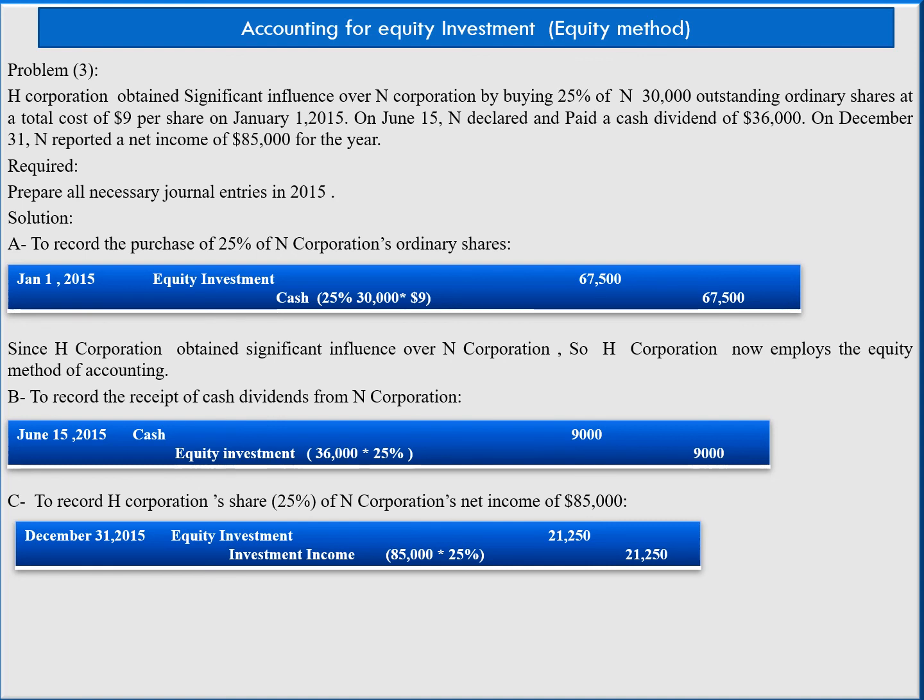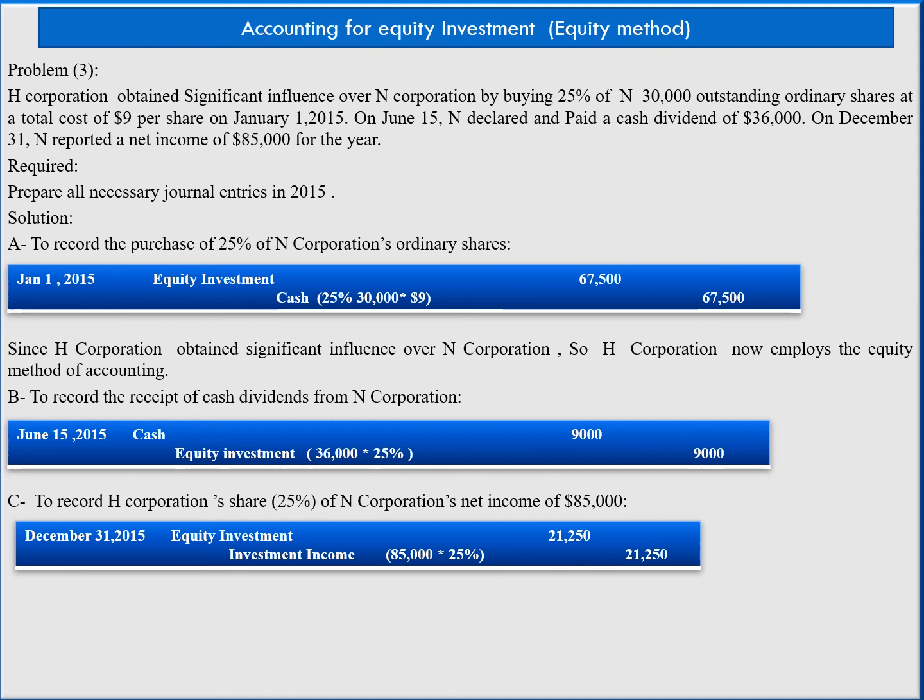تمام. نمبر سي يا شباب طالب مني ايه؟ قال لي يا شباب إن the investee N corporation on December 31 reported a net income of $85,000 for the year. طب يا شباب once N corporation reported a net income. يعني ايه يا شباب؟ أعلنت إنها حققت net income.